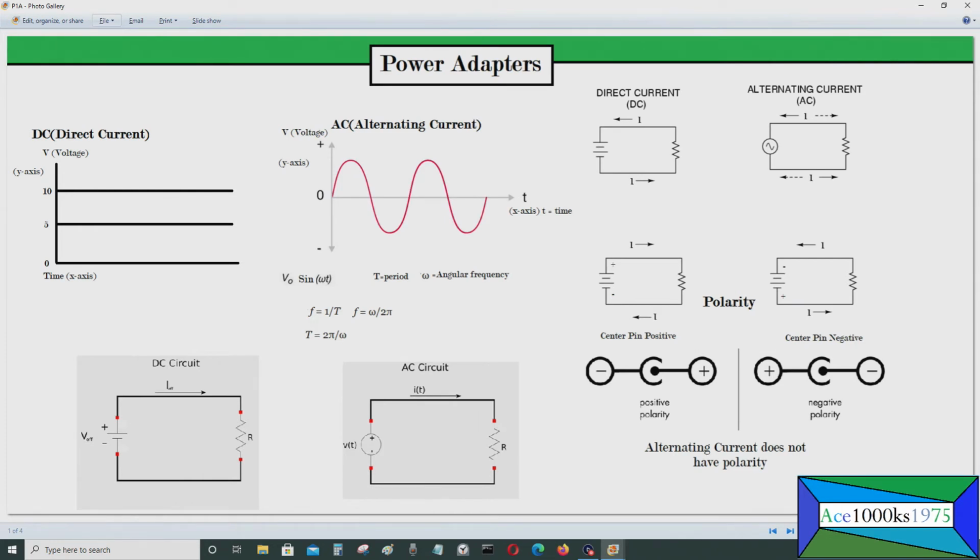And alternating current doesn't have polarity. You have to watch out for these symbols when you look for a power supply. Make sure you get the right one with the right polarity.